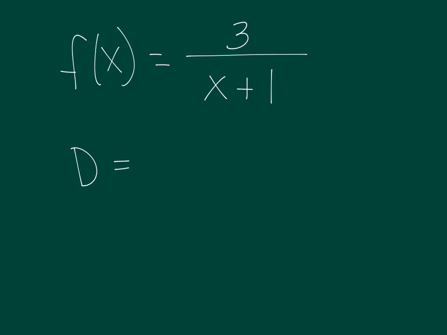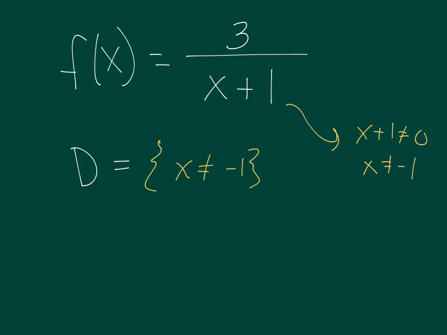So you start and you do this. You say this in your mind or you write it down. And then you say, okay, as a result, x can't equal -1. So my domain for this is x cannot equal -1. Or I could write my domain like this.